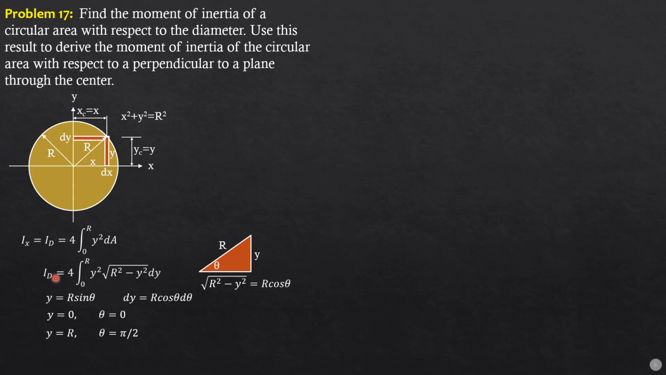So this is now 4 times I with respect to the diameter, integral 0 to pi over 2 of y squared, so quantity r sine theta squared, times the square root of r squared minus y squared, which is r cosine theta, and the differential dy is r cosine theta d theta. Factoring out r to the fourth, that would be 4r to the fourth integral 0 to pi over 2 of sine squared theta, cosine squared theta d theta. So this is by Wallis formula.